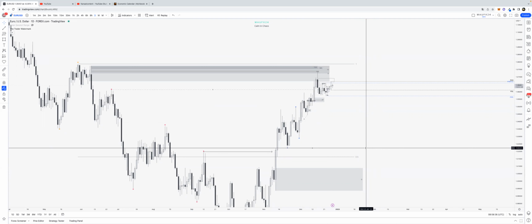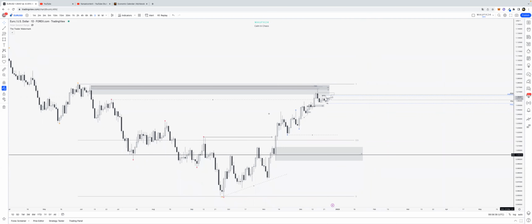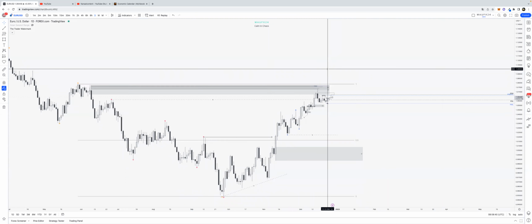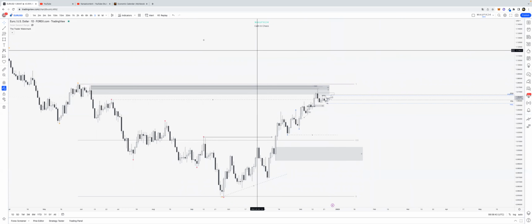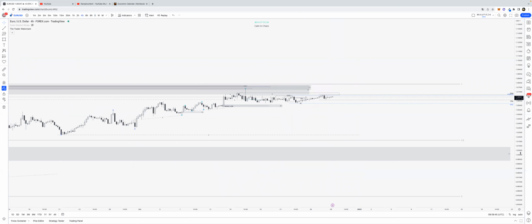All right. Fake ranges. Yeah, this could be a fake range, breaking bullish, then breaking bearish, and continuing up. Let's go lower because that's more interesting.